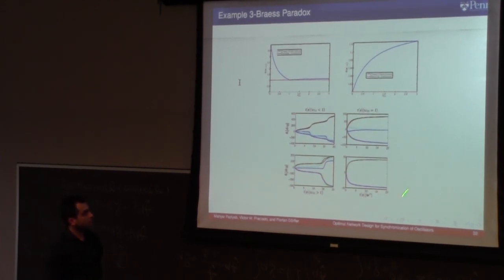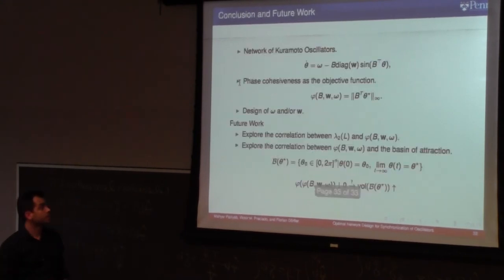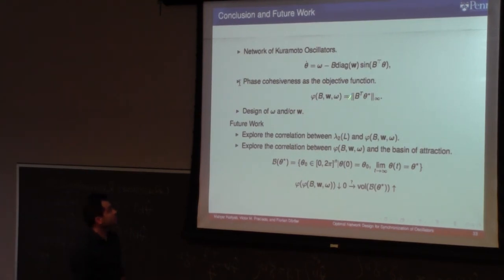And then I redesign the network with this framework that I told you before, and I get this result, better synchronization. So yeah, this is the last slide. So I studied this Kuramoto dynamics. I defined phase cohesiveness as the objective function, and I designed these natural frequencies and the weight vectors. And these are the future works that I want to explore: the correlation between lambda 2 and phase cohesiveness.